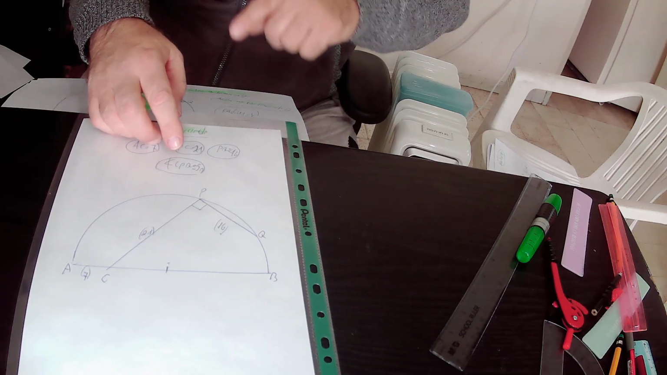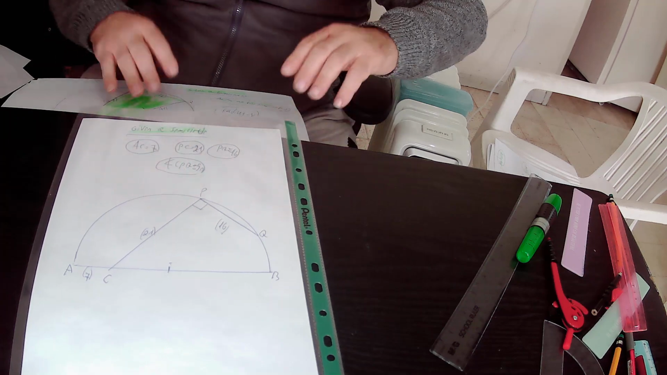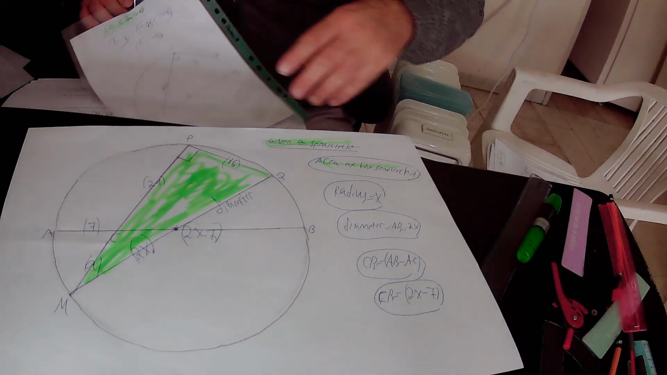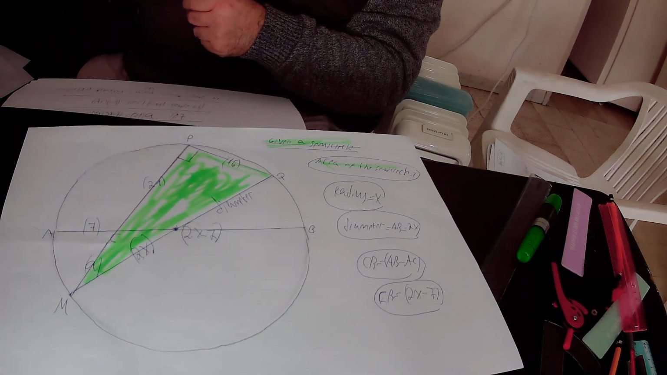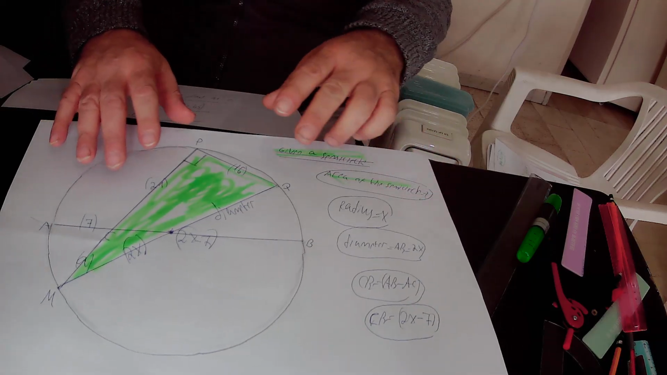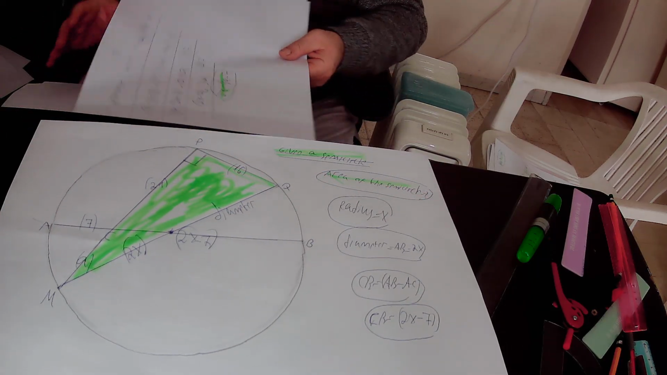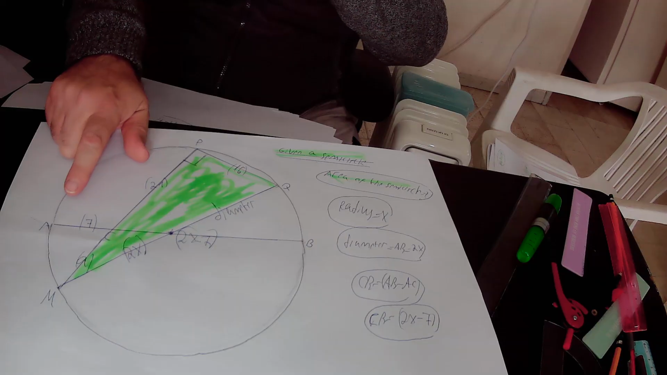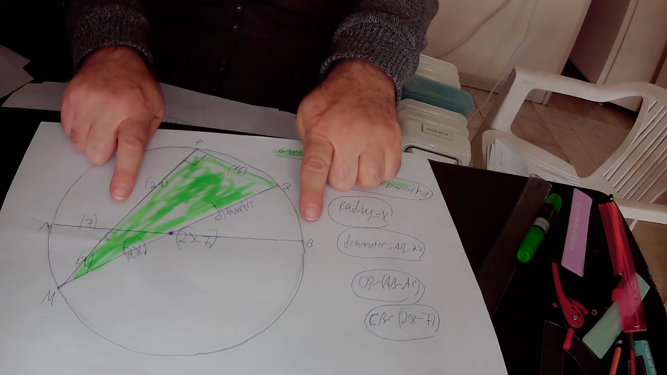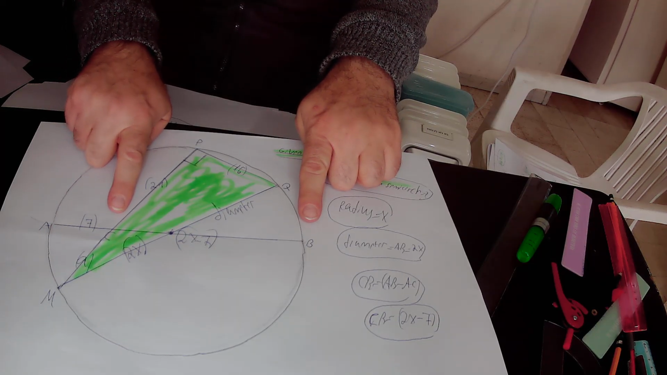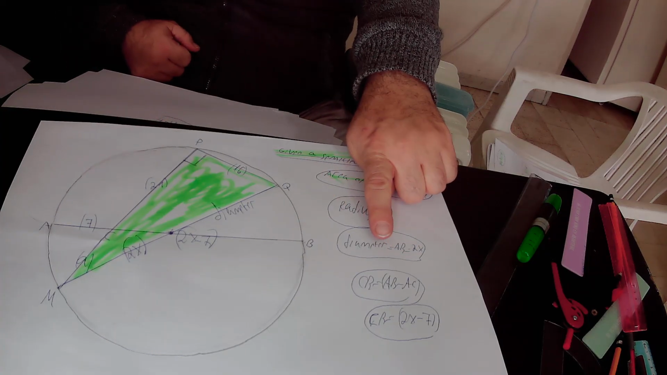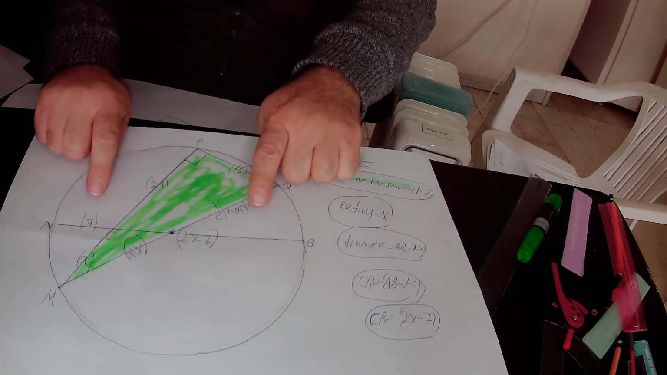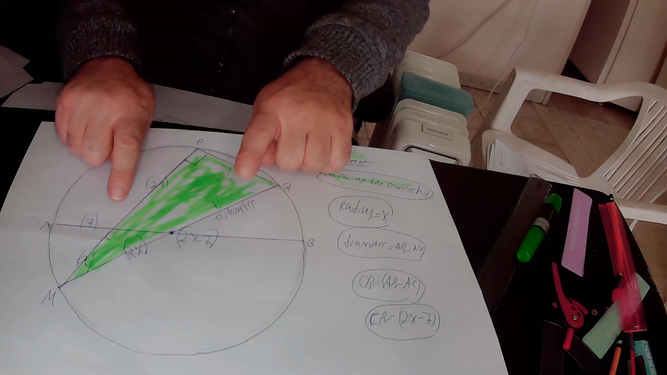First of all, we define the radius of this semicircle as x. If the radius is x, it means that the diameter AB is 2x. Therefore, line segment CB equals AB minus AC. So CB equals AB, that is 2x, minus AC, that is 7. So in total CB equals 2x minus 7 units in length.